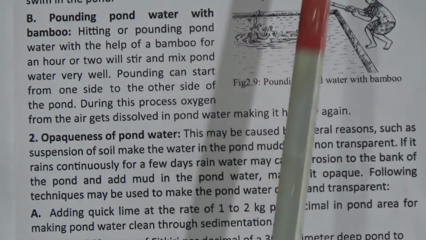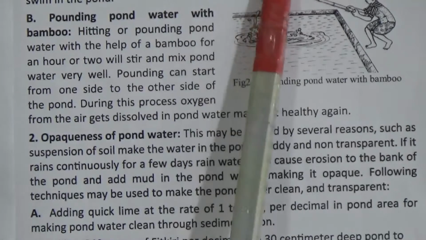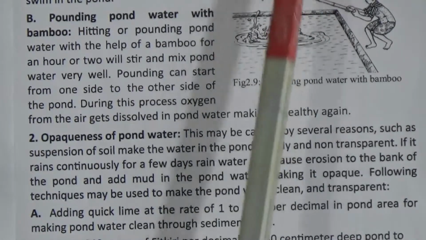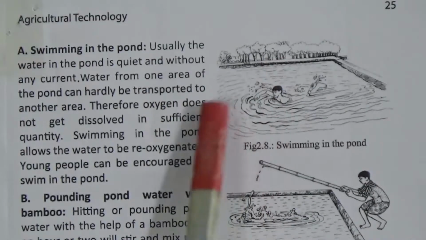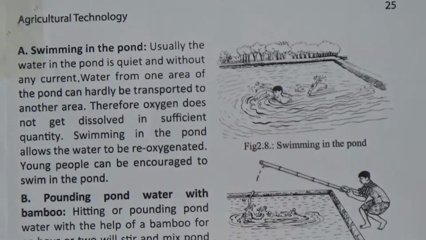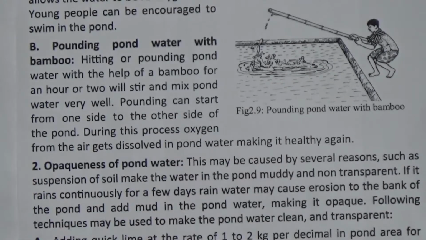So in figure number 2.8, we can see that they are swimming in the pond and this is helping to dissolve the oxygen. And in figure number 2.9, we can see that here the farmer is pounding pond water with bamboo and this also helps the oxygen to dissolve.